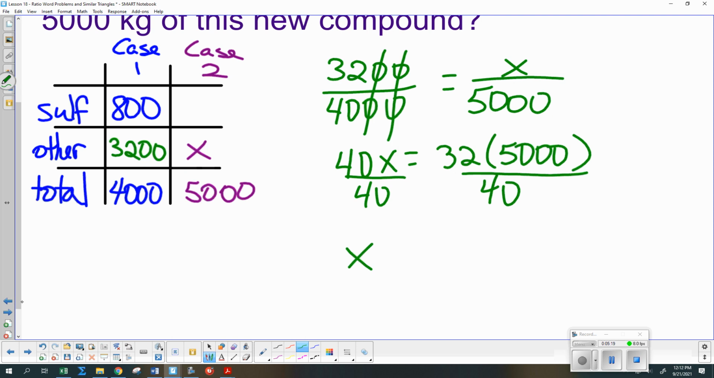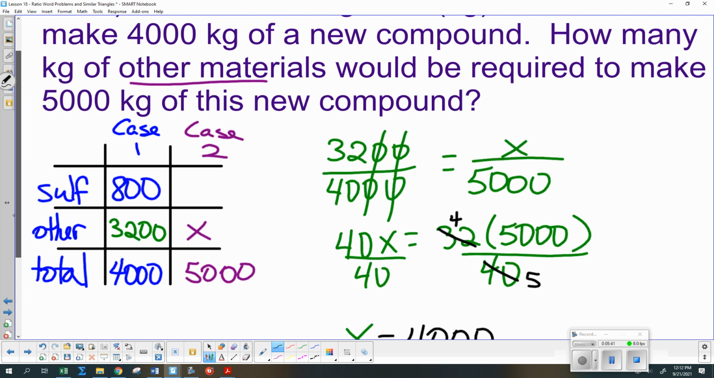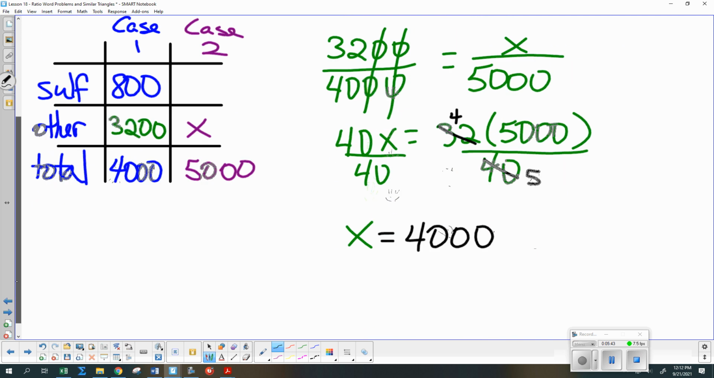I think I'm going to do this one, middle math, because I know I can divide 32 and 40 both by 8. 8 goes into 32 4 times and goes into 40 5 times. So then I have the 5,000 over 5, which is 1,000. I'm getting 4,000. Anybody do it with a calculator and also get 4,000? So I think we're probably okay there, and it is kilograms of other.